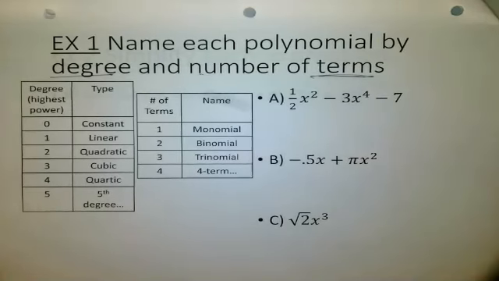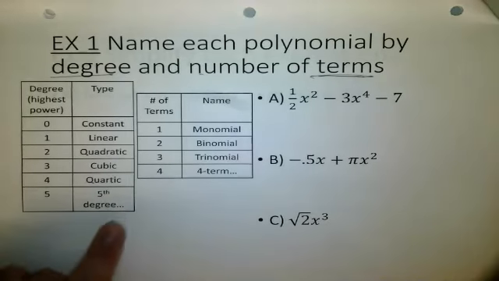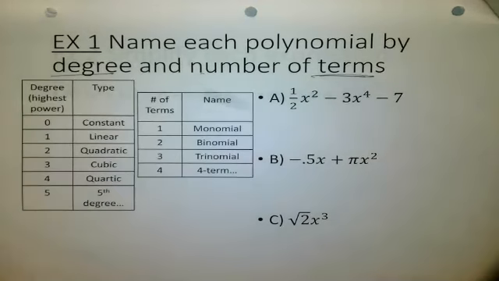X cubed is called cubic. X to the fourth is called quartic. And anything 5th degree and higher, you can see the dot, dot, dot ellipses here, we would just call it a 5th degree or 6th degree or 7th degree polynomial. We don't have special names for those. Those are more rare for us.